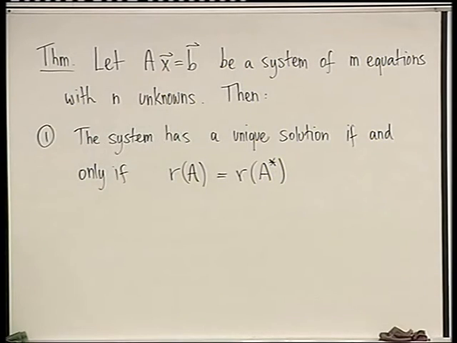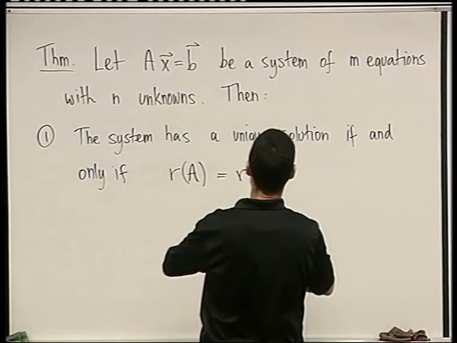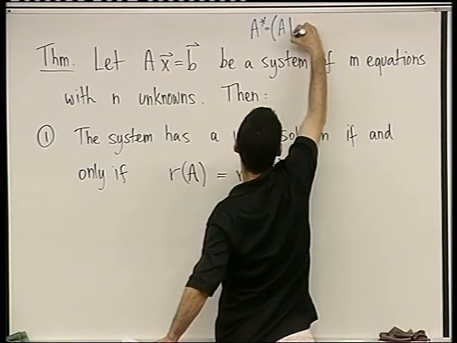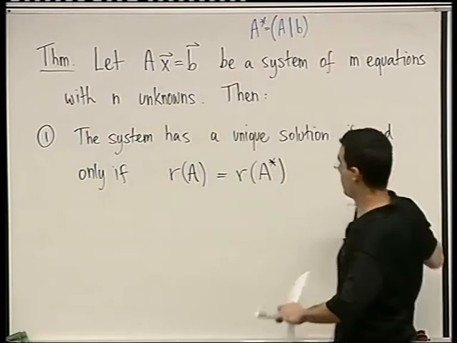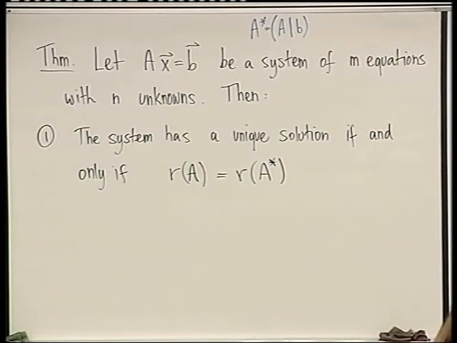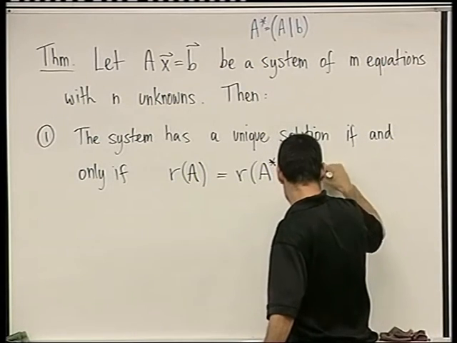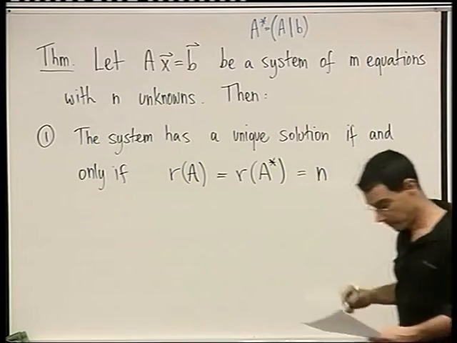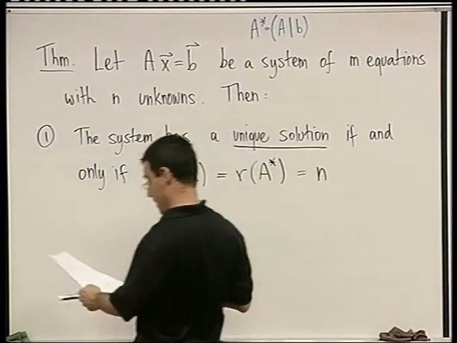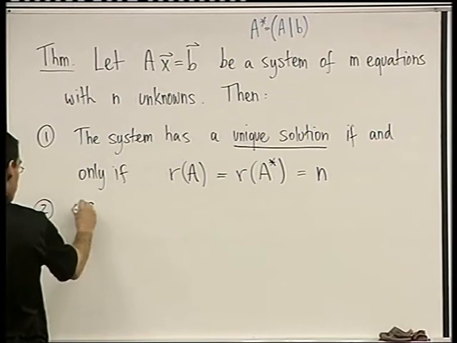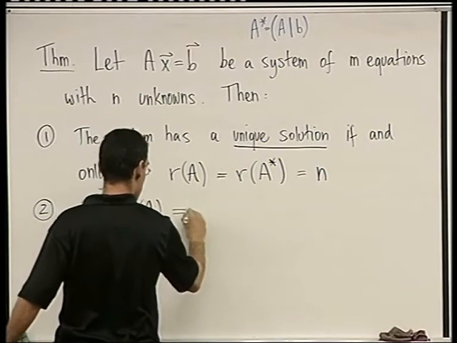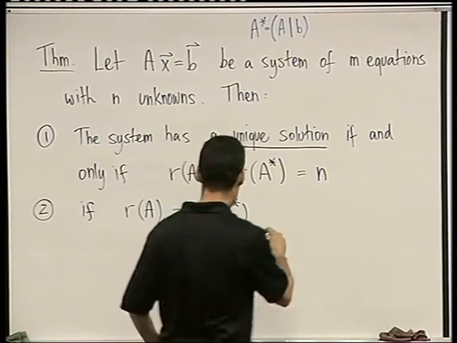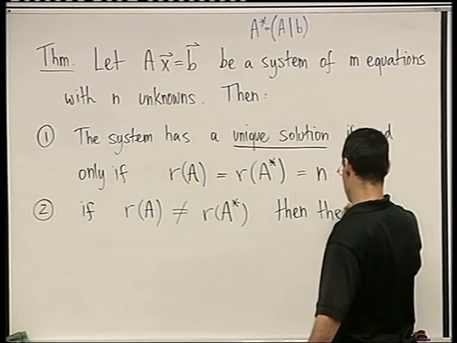Remember what A star is? Right? Let's maybe write it here. Just a reminder, A star is the augmented matrix. It's A and then an extra column with column vector B of the free coefficients. That's A star. Okay? And both of these equal precisely to N, to the number of unknowns. That's the only situation in which you're going to have a unique solution. Okay? 2, if the rank of A and the rank of A star are different, if they're not equal, then there is no solution.